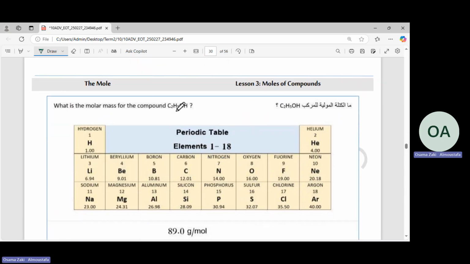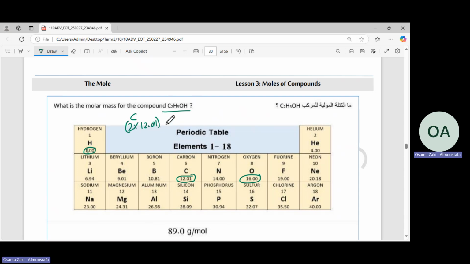Here, what's the molar mass of this compound? How to get the molar mass of this? Just look here. This is the molar mass of carbon, this is the molar mass of hydrogen, and this is the molar mass of oxygen. So how many C do we have? We have 2. So for carbon, we have 2 times what? What's the molar mass?